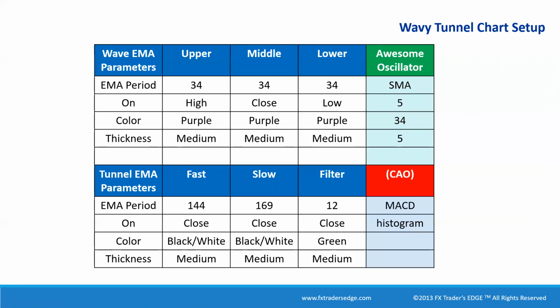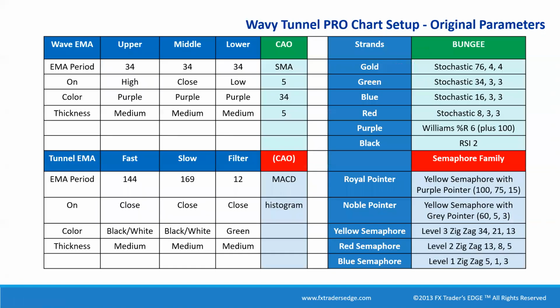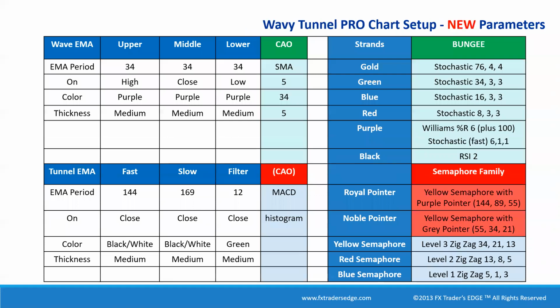So the first few sessions are going to be just looking at the wavy tunnel structure without getting into the bungees. But we have changed our semaphores, and we have updated in red. These are the updated ones, and everything else has stayed the same for the purple pointer and the gray pointer. So called the Royal and the Noble pointer, for those of you that have the semaphores on your charts.